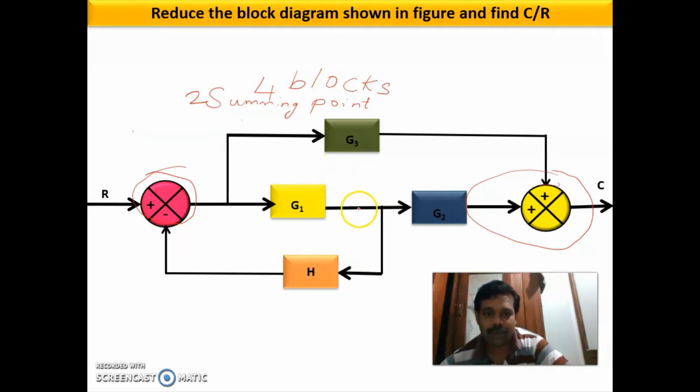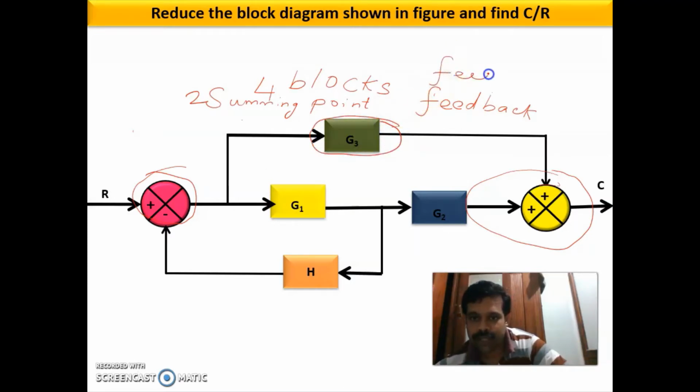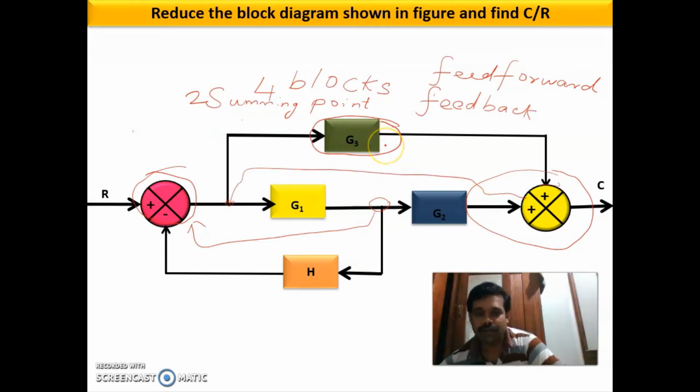Of those four blocks, one block is a feedback, and this is feed forward. So what is feedback and feed forward? Feedback means the output is coming back to an input, so it is called feedback. This is input and it is going to output, so it is called feed forward.